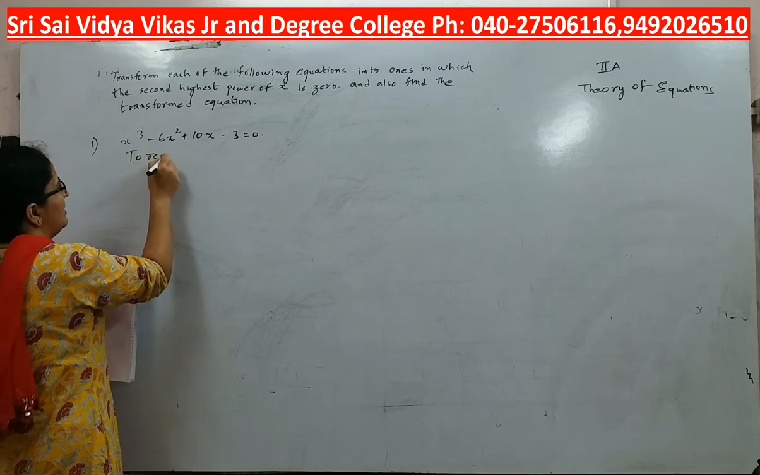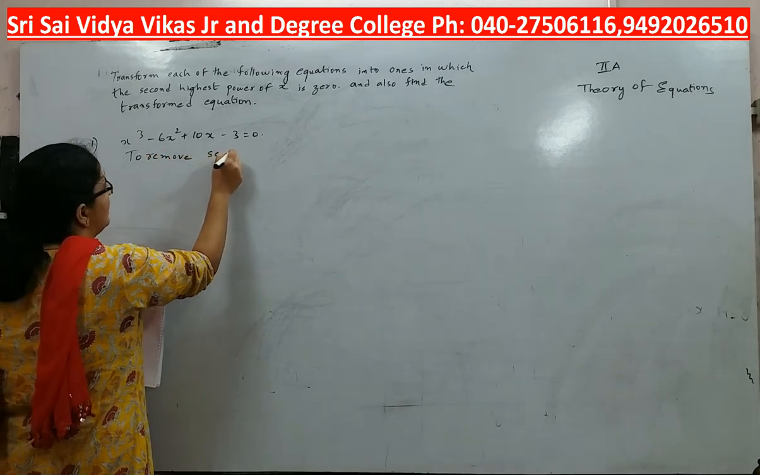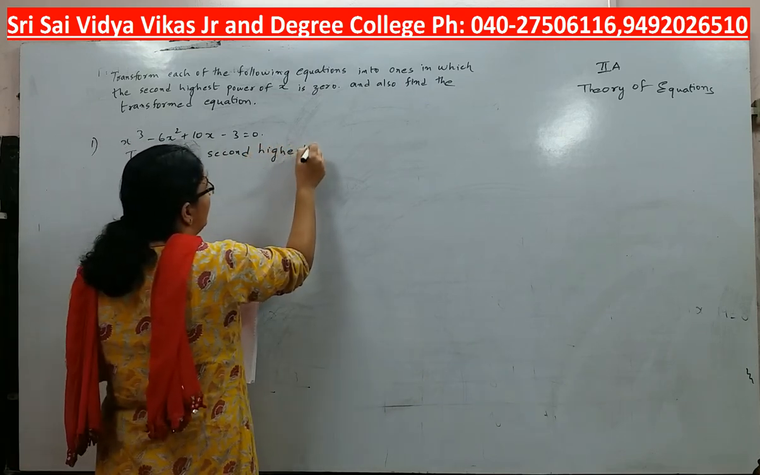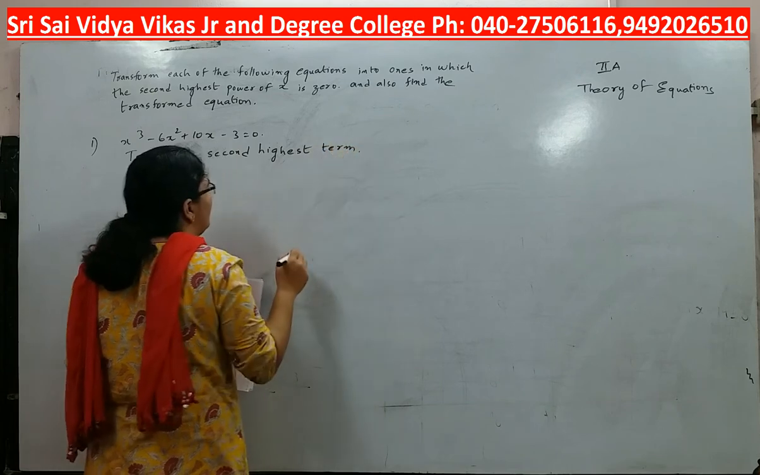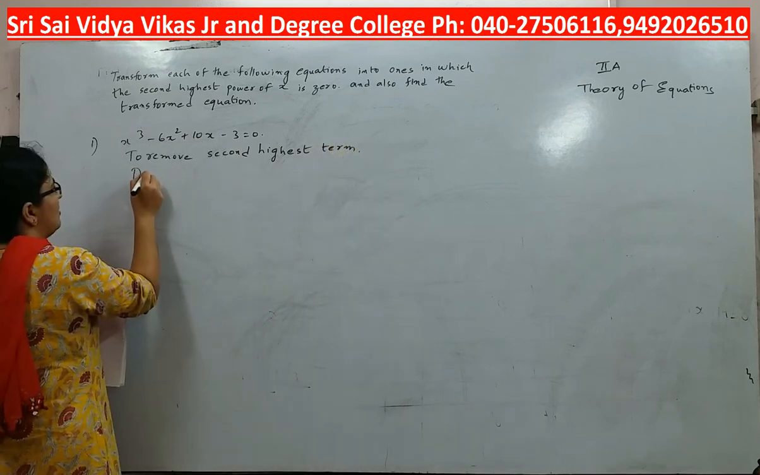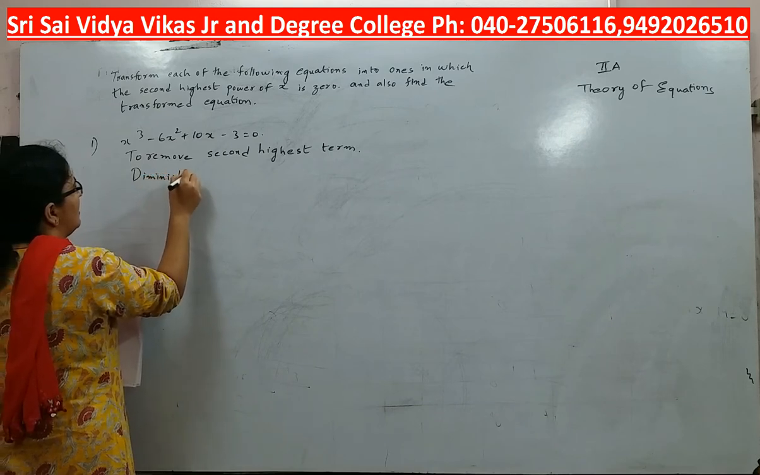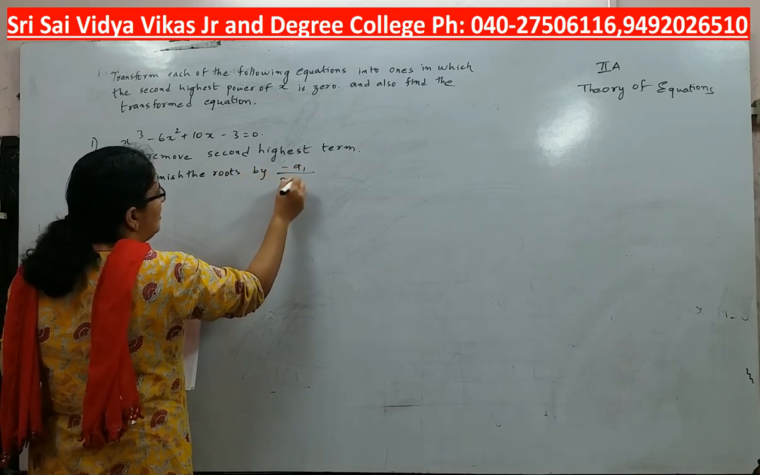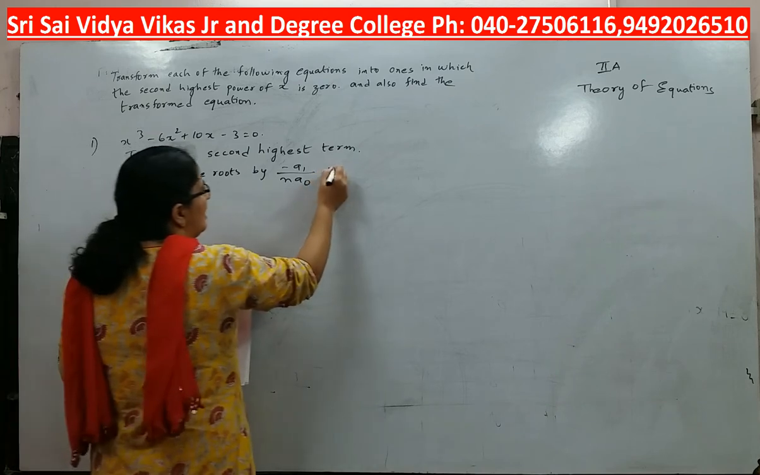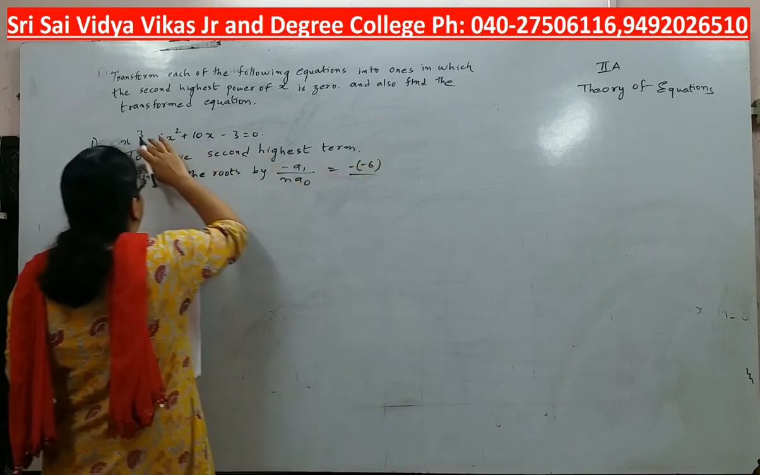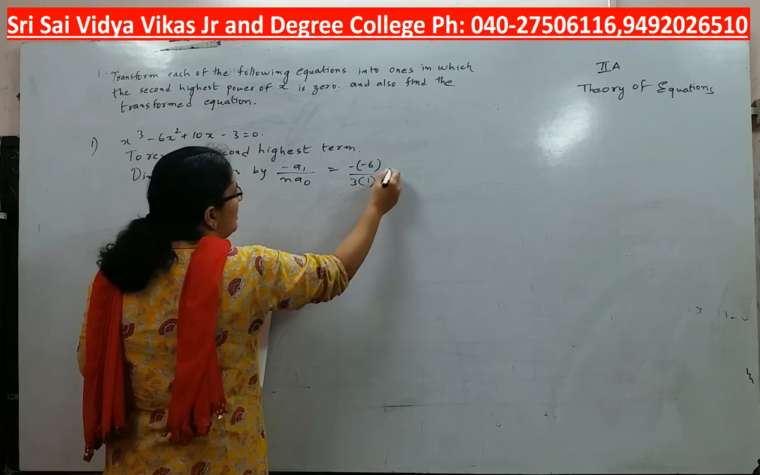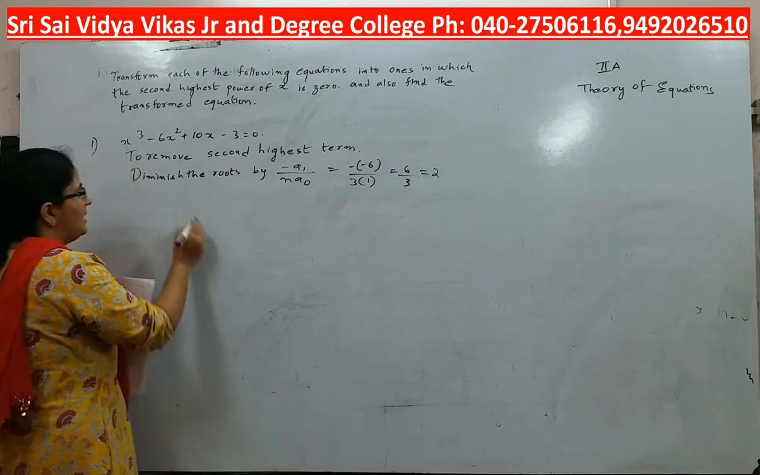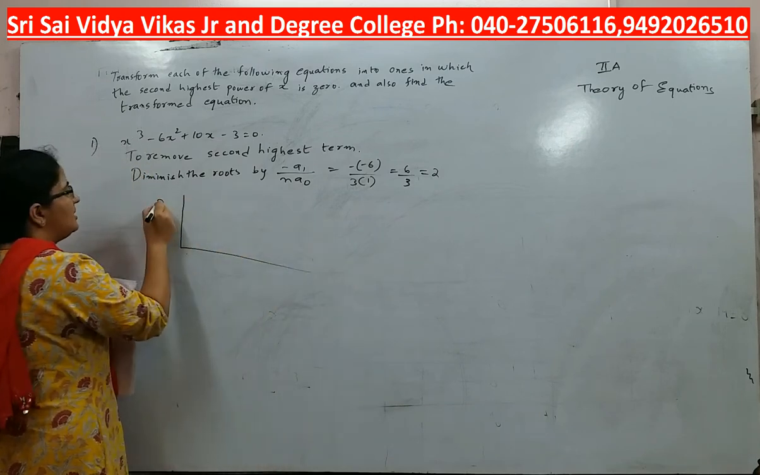To remove the second highest term, that is, we have to remove the x square term, diminish the roots by minus a1 by n into a naught. What is minus a1? Minus of minus 6 by n, 3 into 1. 6 by 3, which is 2. So you have to diminish the roots with 2. Let us take 2 and diminish the roots.